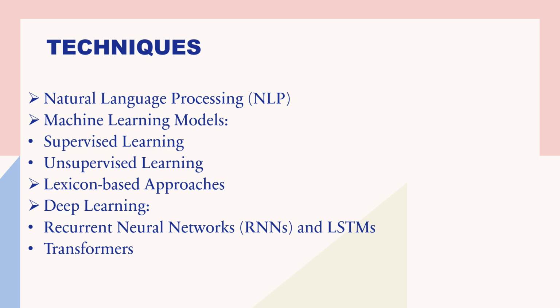We use various machine learning models, including both supervised and unsupervised learning. Supervised learning involves training models on labeled data where we know the sentiment ahead of time, while unsupervised learning tries to uncover patterns in unlabeled data. Lexicon-based approaches are another method, where we use a dictionary of words with associated sentiment scores. Deep learning has also become increasingly popular, using models like RNN, recurrent neural networks, long short-term memory (LSTM) networks, and transformers finally.